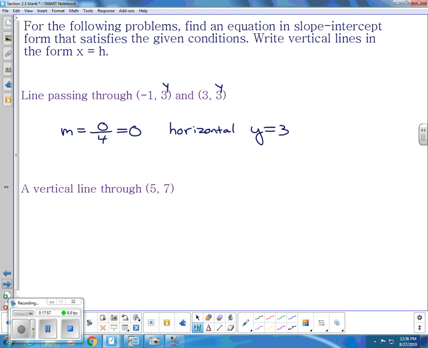Next one, they're telling you you have a vertical line. Vertical lines tell me it's x equals. And what does the x equal? In that point, 5. That's it. If they told you it was a horizontal line through that point, you would say y equals 7.